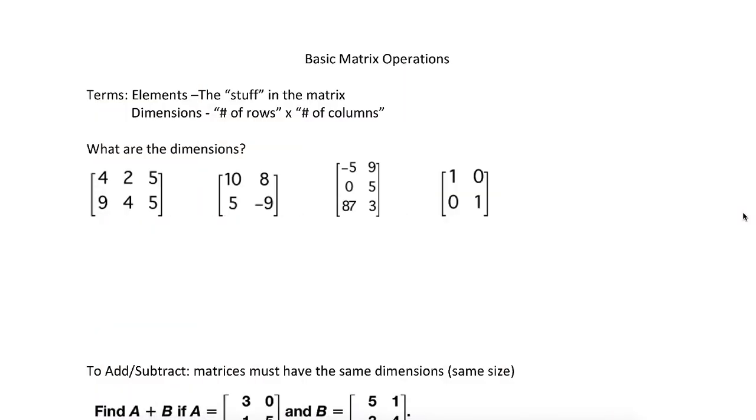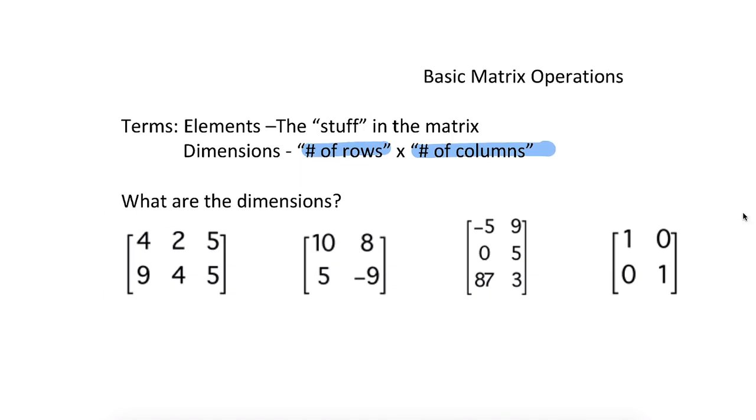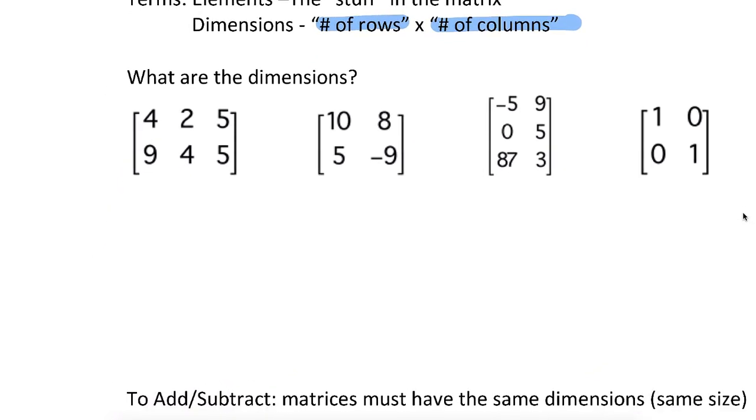Okay, so here's how it's defined. It's defined by rows, then columns. The elements are just the stuff in the matrix. So if we're going for the dimensions of this first one, this first one has 2 rows and 3 columns, so that's a 2 by 3 matrix. The next one is 2 rows, 2 columns, 2 by 2.